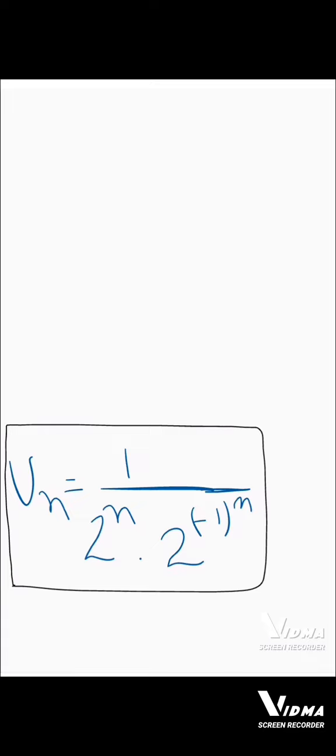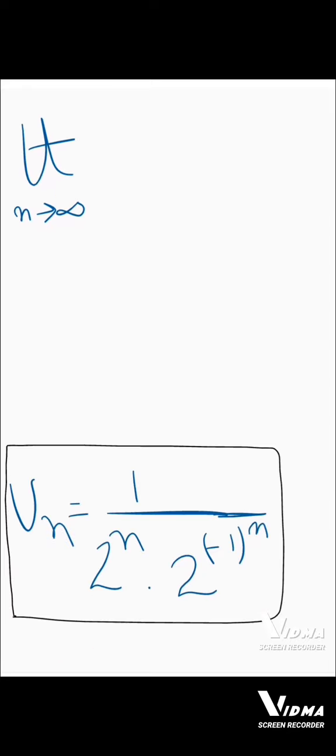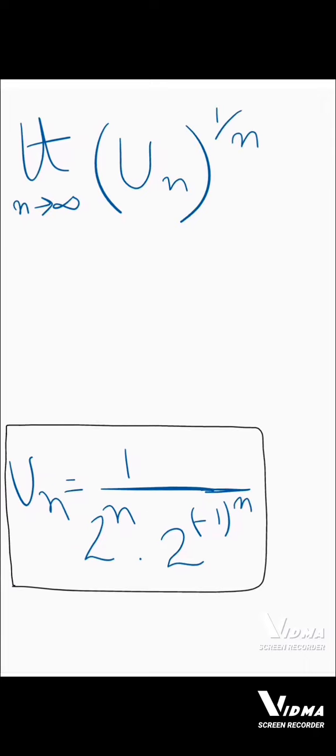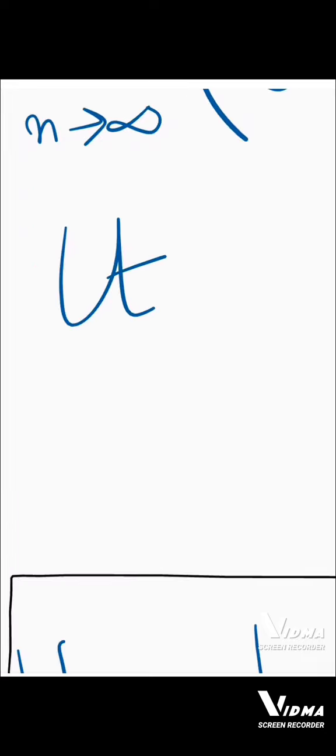Okay, so now we are required to find the limit as n tends to infinity. I'm sorry, we don't need to find the limit of u_n, but we need to find the limit of u_n raised to 1/n, where u_n has to be the general term of a positive term series, or a series of positive terms, right? So this is something which we require to find. Okay, so let's proceed.